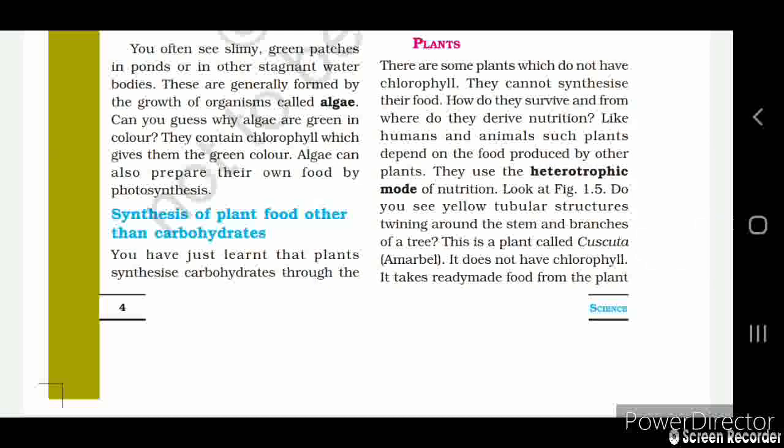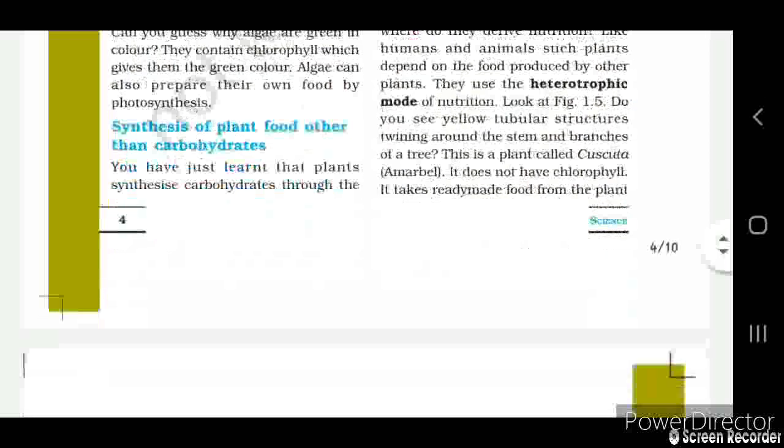You often see slimy green patches in ponds or in other stagnant water bodies. These are generally formed by the growth of organisms called algae. Why are algae green in color? It is because they contain chlorophyll, which gives them the green color. Algae can prepare their own food by photosynthesis only.